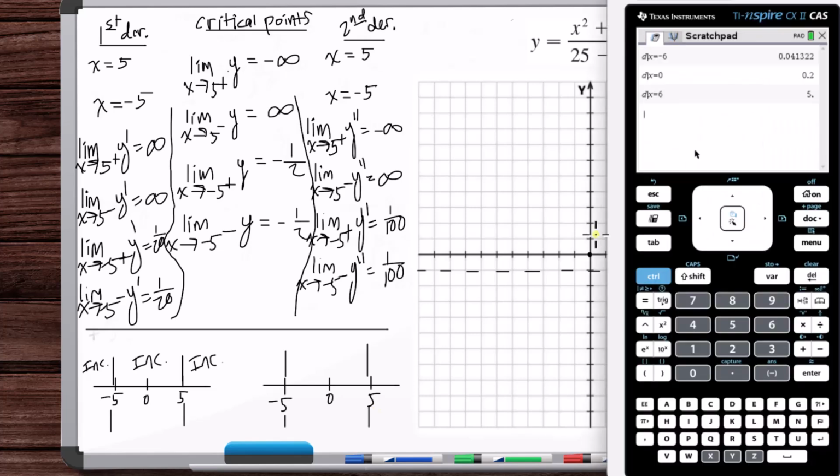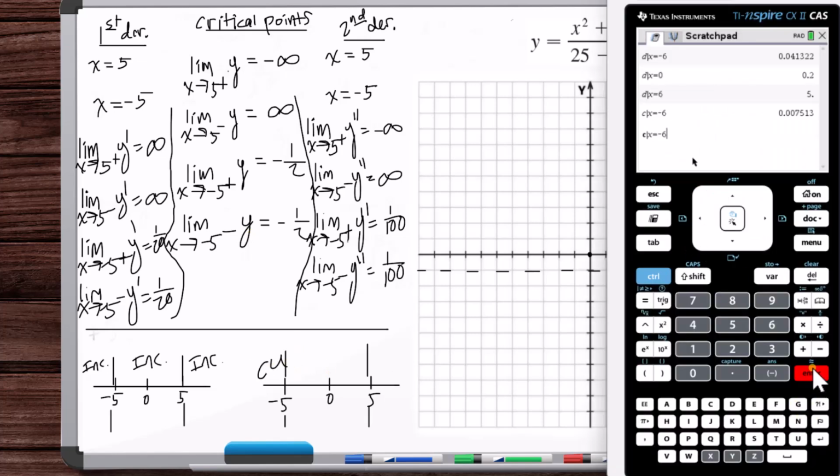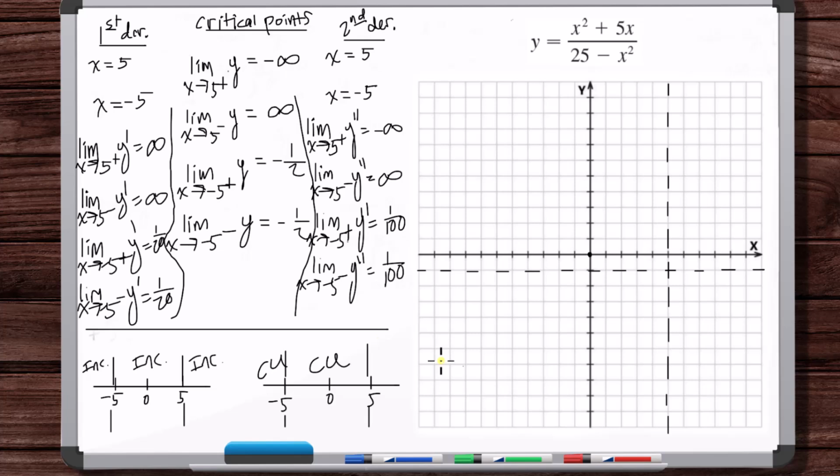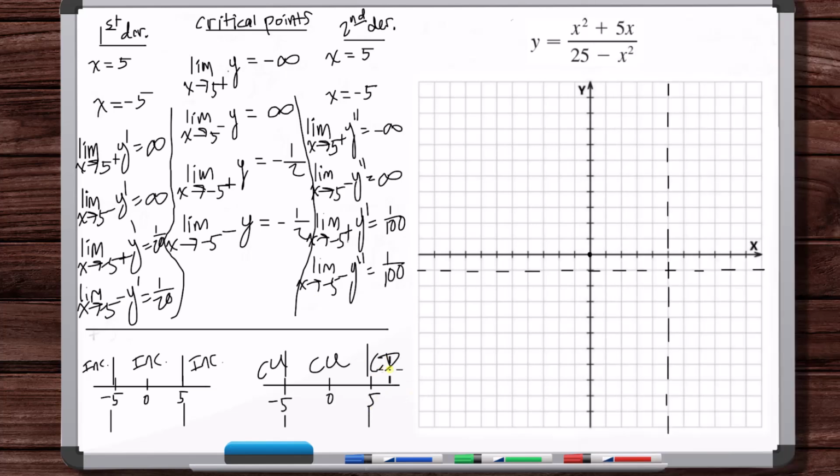Okay, so I called this function C, with x equal to -6, concave up, with x equal to 0, concave up, and then with x equal to 6, concave down. All right. Now the next step is we look and see, do we have any local maxes or mins or inflection points?